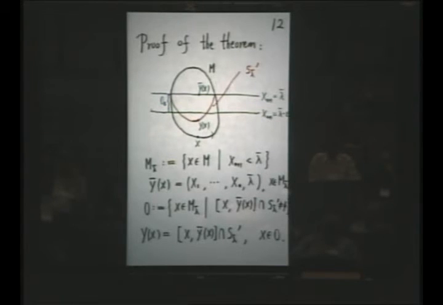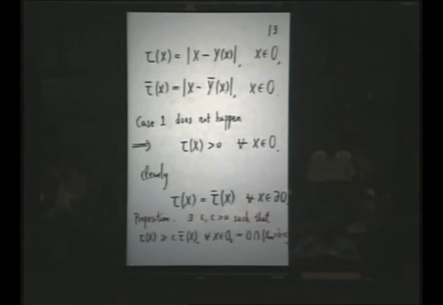O is going to be an open set, because my S lambda prime doesn't include the boundary. So y of x is defined in O, and that's the point where I hit: I go from x straight up, I hit the surface, and I call the point y of x. What we would like to prove is that this cannot happen. I'm going to call the distance from x to y of x tau of x. So in this open set, I define a function tau.